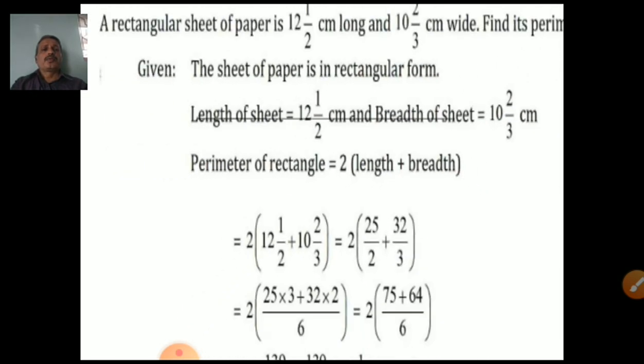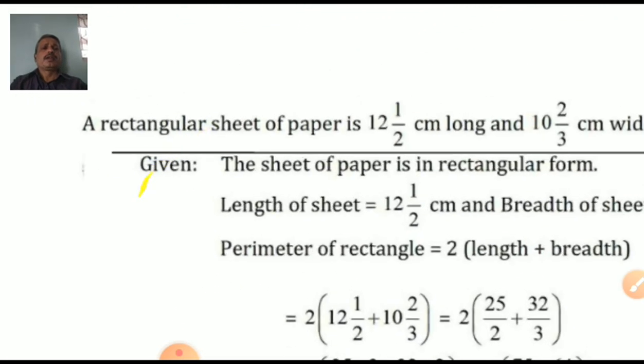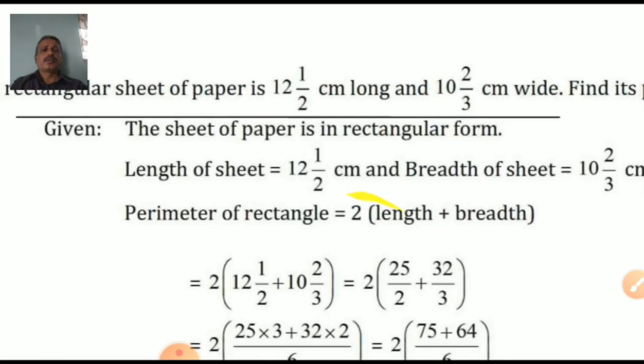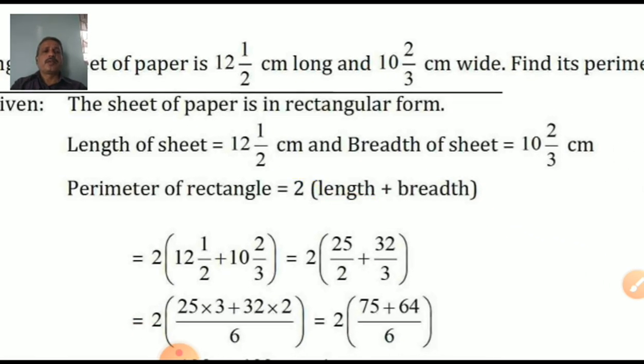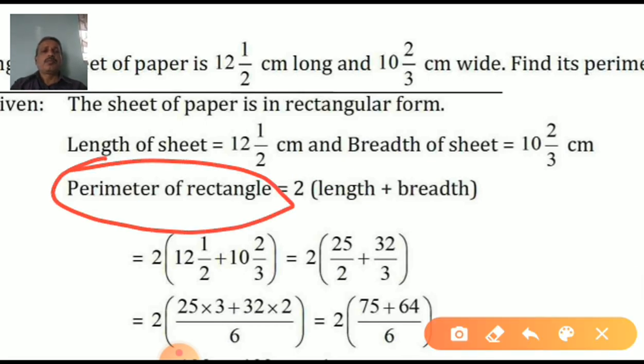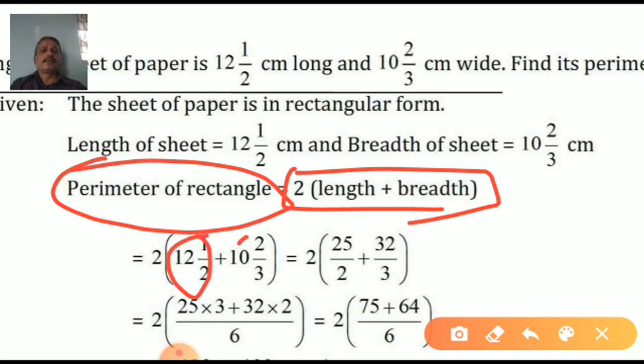Question number 4. A rectangle sheet of paper is this many centimeters long and this many centimeters wide. So what is the question given? We should write first. The sheet is given in this format, and we know the perimeter formula is 2 into length plus breadth. This is our length, this is our breadth. Isn't it, student?